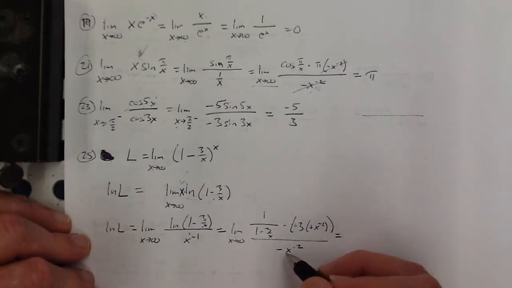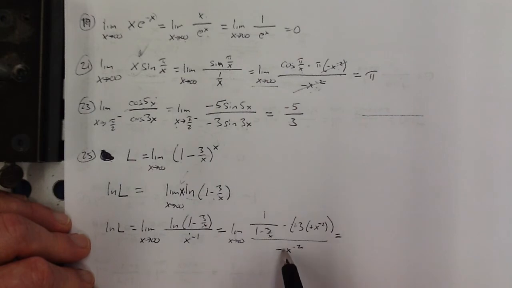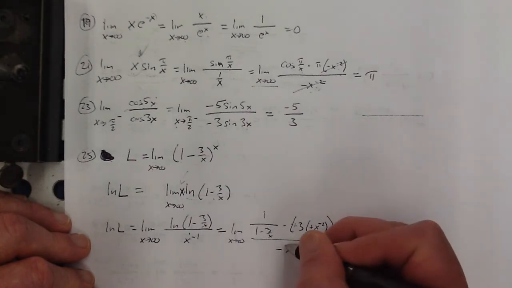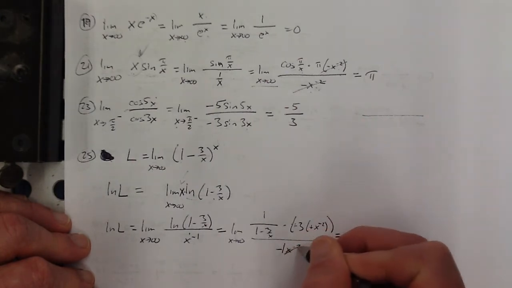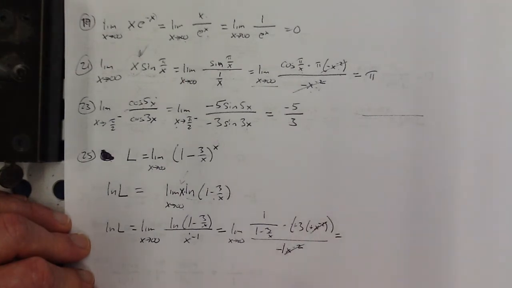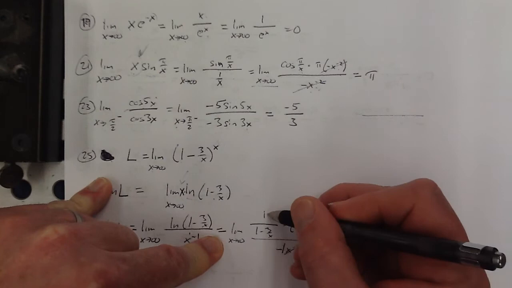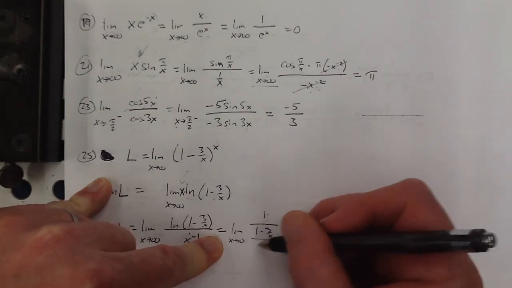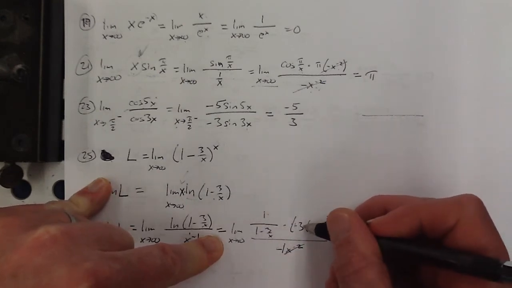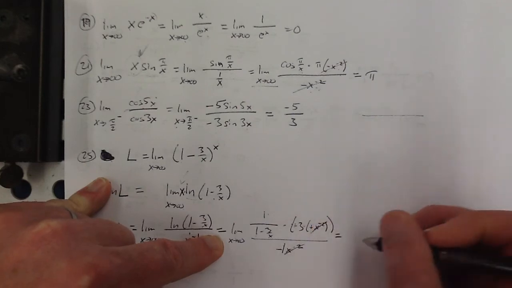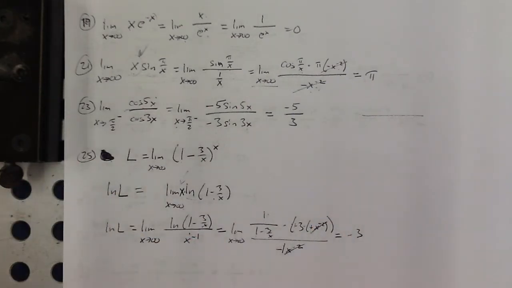Okay, so the x to the negative 2's cancel out, but you got to be careful, this negative sign is going to hang around. So I still have a negative 1 here after I cancel those. And then, when I plug in infinity, I get 1 over 1 minus 0, that's 1, and that's 3, and this is negative 1. So I get negative 3 there.